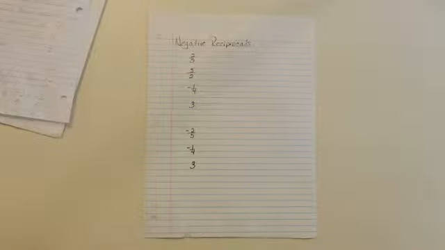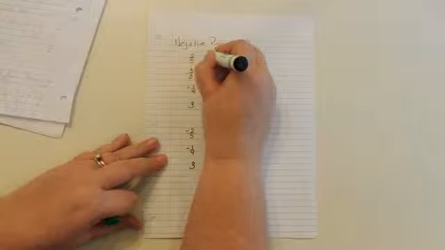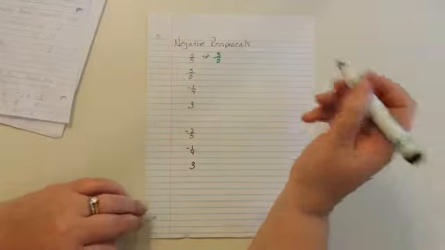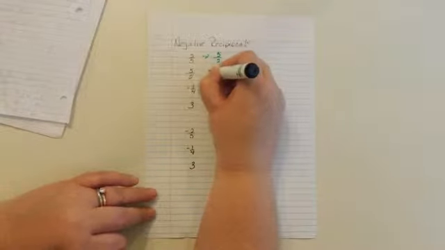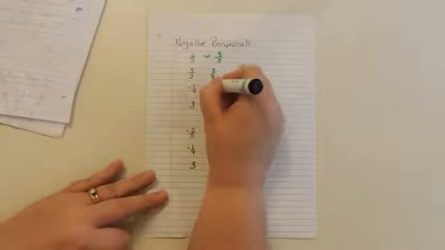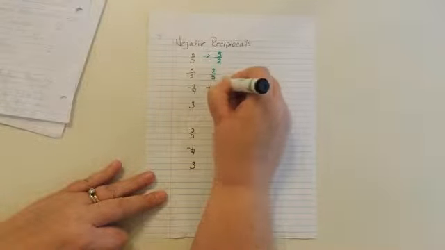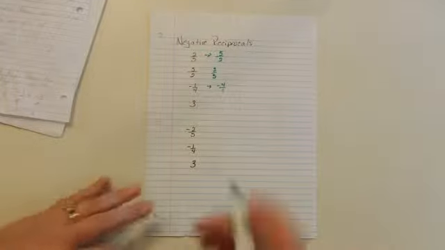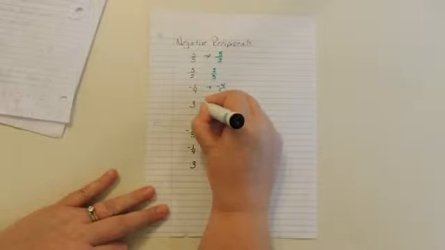The reciprocal of a number is its inverted form. So 2/5 is the reciprocal of 5/2. 5/2 is the reciprocal of 2/5. Negative 1/4 is the reciprocal of negative 4/1. 3 is the reciprocal of 1/3.